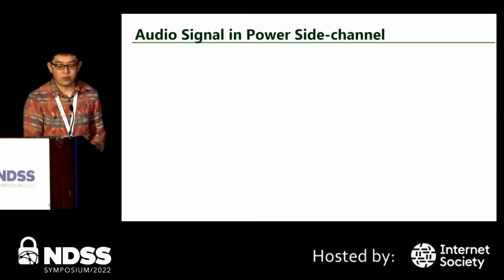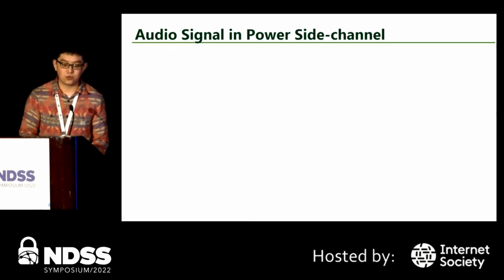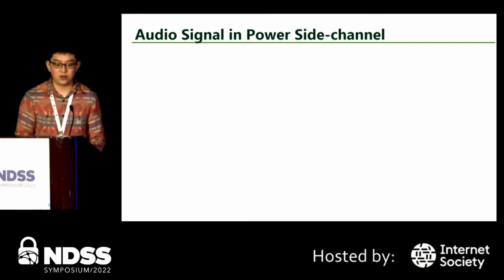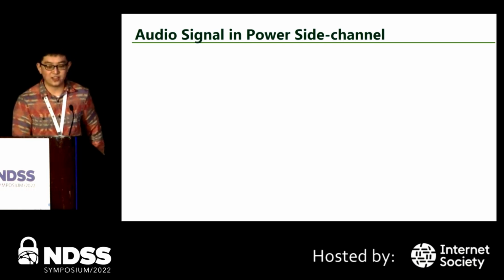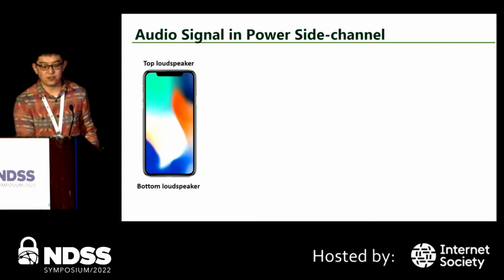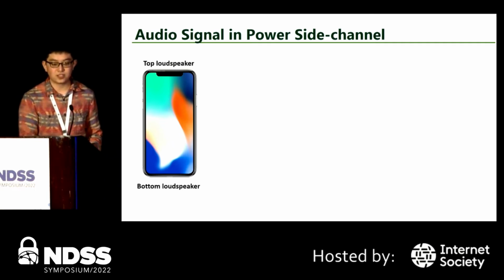In our experiment, we find that when the smartphone battery is already charged to a high level, the charging current shows some pattern related to the audio signal played by the smartphone loudspeakers. To validate the cause of this side channel, we did some simple experiments. First, we use an iPhone 10 with two speakers, the top speaker and the bottom speaker, and we play a chirp signal through the bottom speaker and the top speaker, respectively.